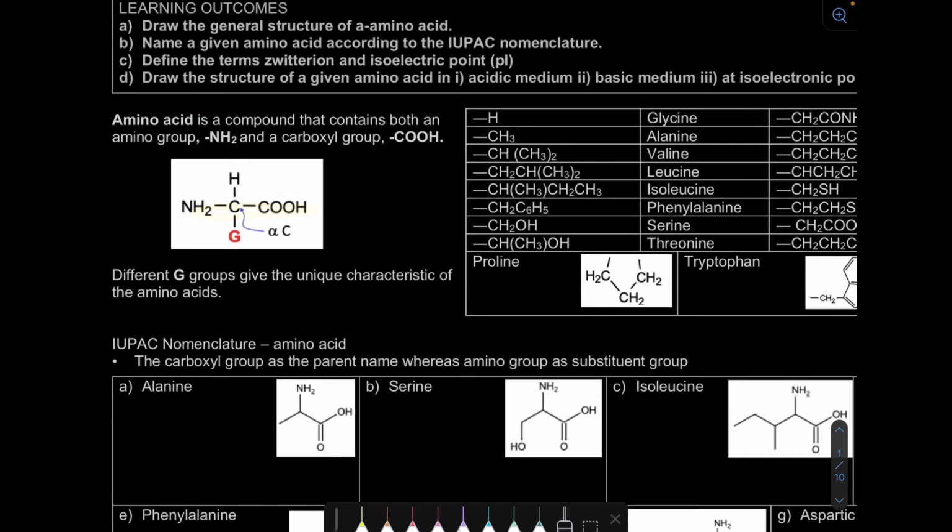Okay, so carbon has 4 bonds. One is bonded to hydrogen, and another one could be bonded to anything. So this G is general, it could be any group. Different G group, meaning different substituent, will give the unique characteristic of the amino acid. So for example, if we substitute G with H, we call it glycine. If a methyl is attached here, we call it alanine, and so on.